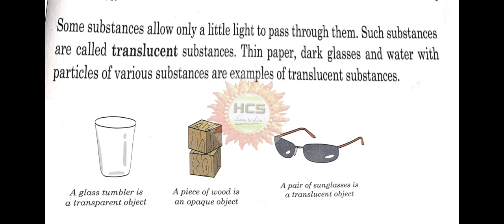Some substances allow only a little light to pass through them. Such substances are called translucent substances. Thin paper, dark glasses, and water with particles of various substances are examples of translucent substances.